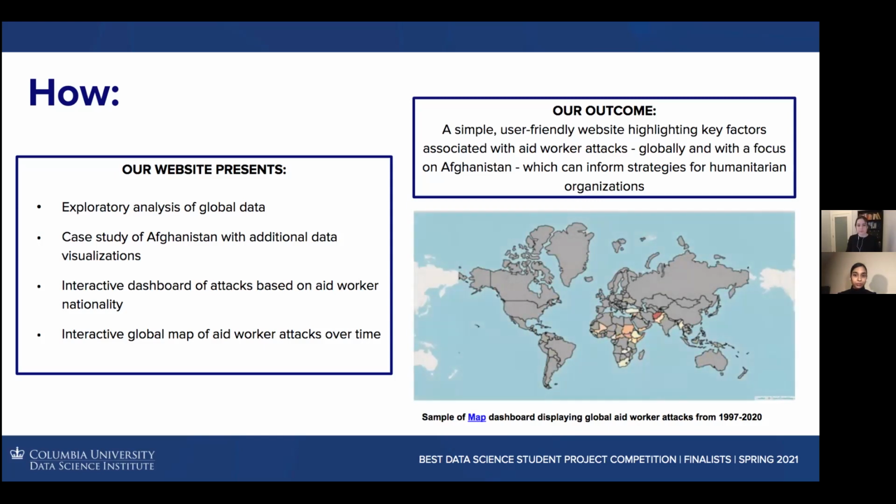The interactive dashboard allows users to examine attack rates over time by means and location of attack and to explore the disparity in attacks between international and national aid workers. We added a geospatial component to our project by creating maps, which serve as a powerful tool that allow users to visualize the data across both space and time. On the side, you can see a snapshot of our global map.